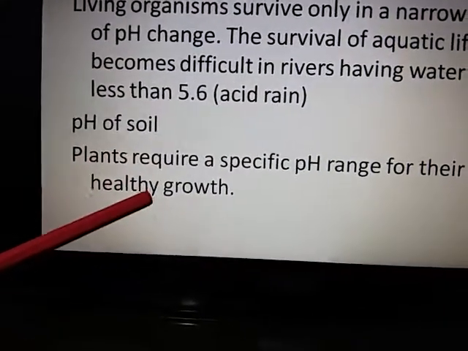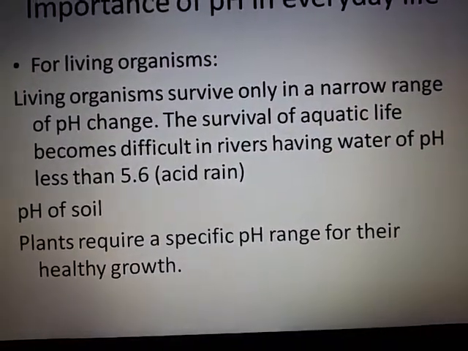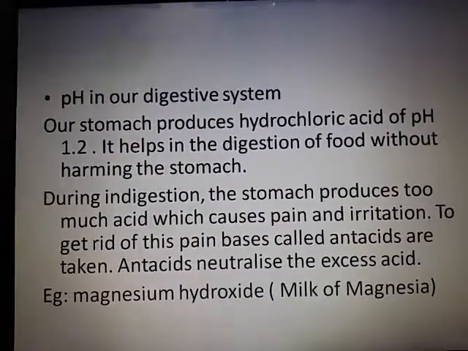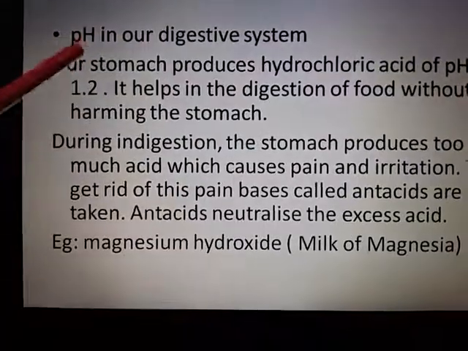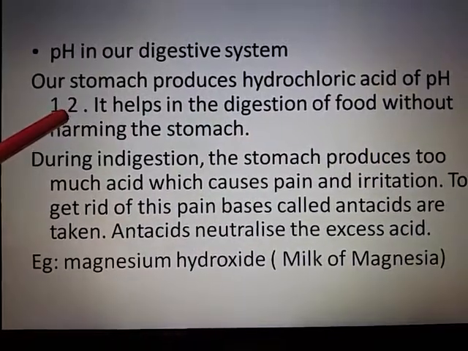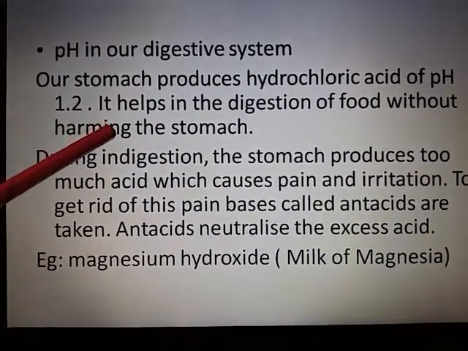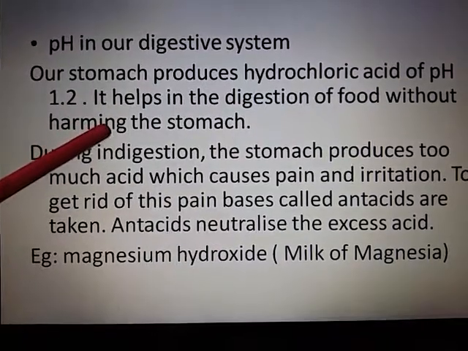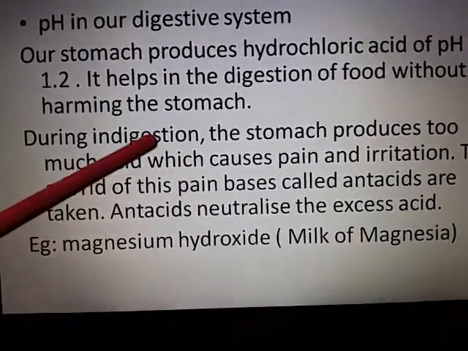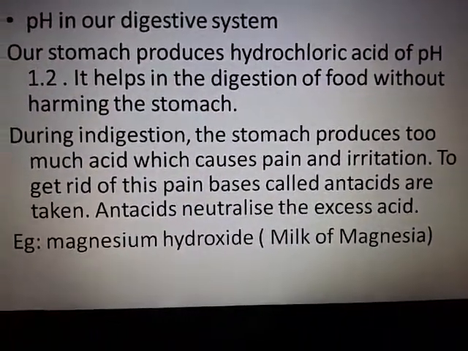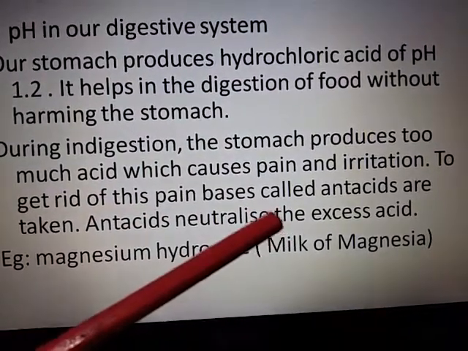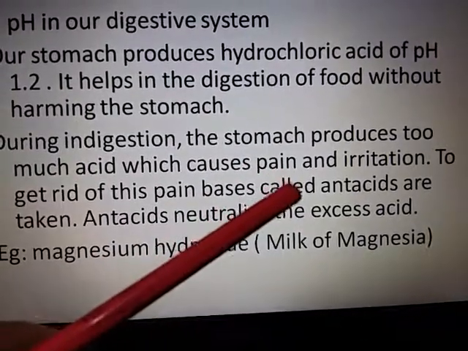Then pH of the soil. Plants also require a safe pH range for their proper growth. Then in our digestive system, the stomach produces hydrochloric acid. The pH of this acid is about 1.2, and this is not harmful; it is okay for the stomach, right? So during indigestion, what happens? A lot of acid is produced which is not being used, so it gets accumulated in the stomach and causes pain and irritation, right?